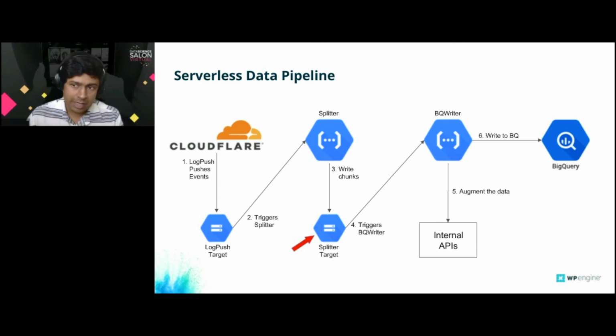Those chunks getting created in the bucket would then trigger a second serverless function, which we call the BigQuery writer, that would augment the data in the chunks with data from internal APIs, and then write that augmented data over to BigQuery.